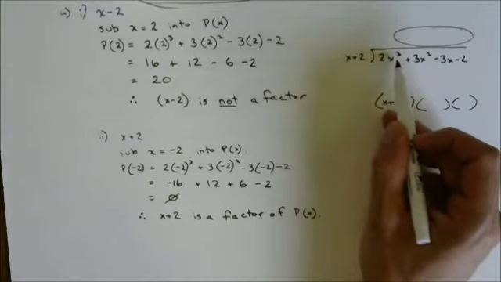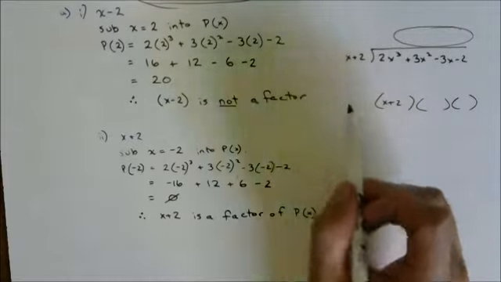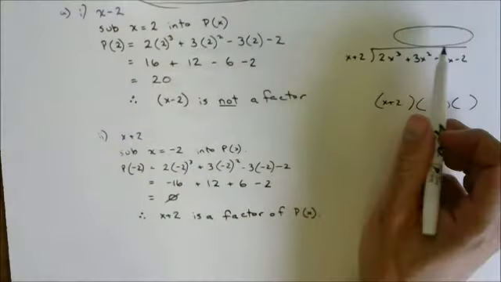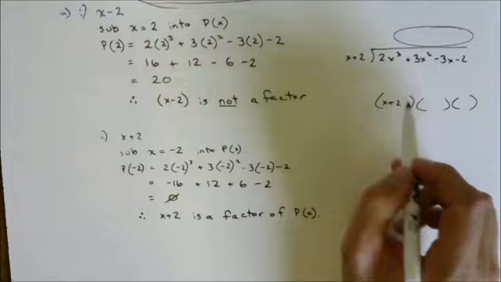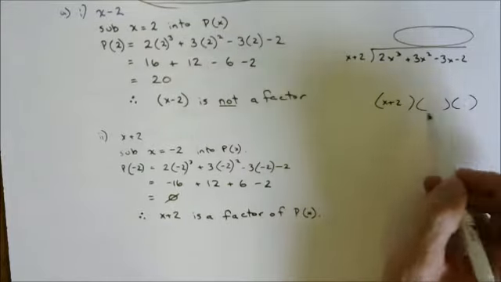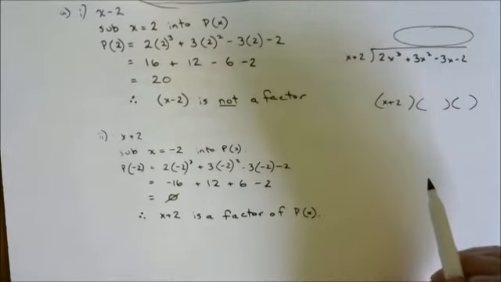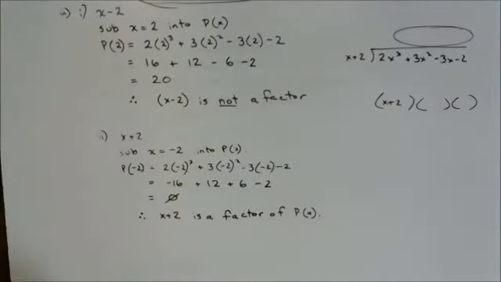If this p of x was an even longer polynomial, say to the power of 4 or to the power of 5, you could perform this step multiple times in order to get the first couple of factors. Once you're down to a quadratic, you know how to factor that using sum and product or factoring by grouping. Okay?